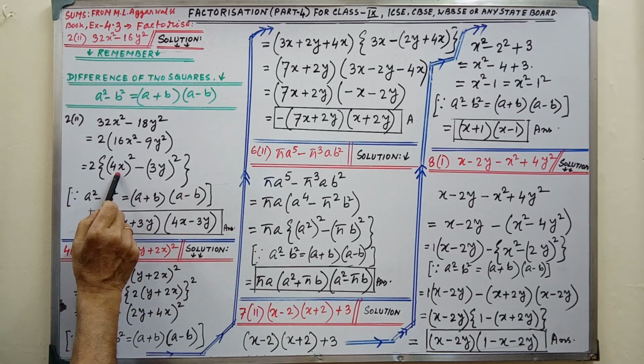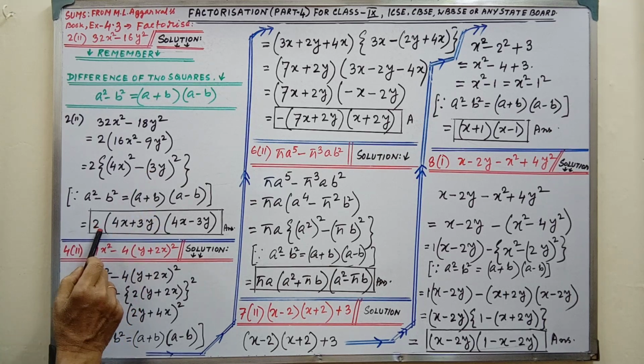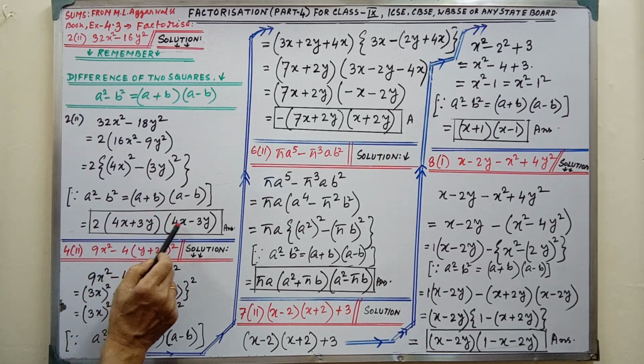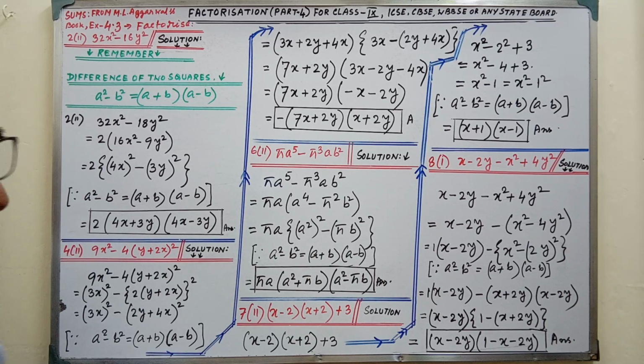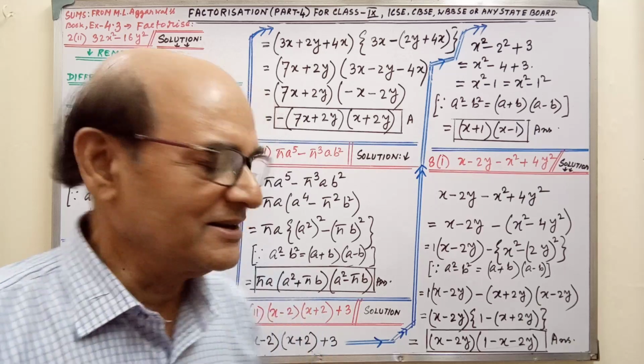Here in place of a, there is 4x. In place of b, that is 3y. So 2 into 4x plus 3y into 4x minus 3y, this is the answer. If you follow the steps, then easily you will understand.